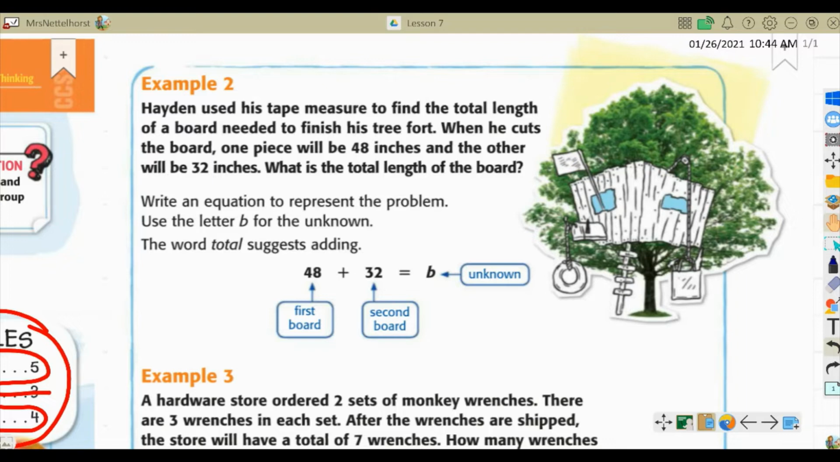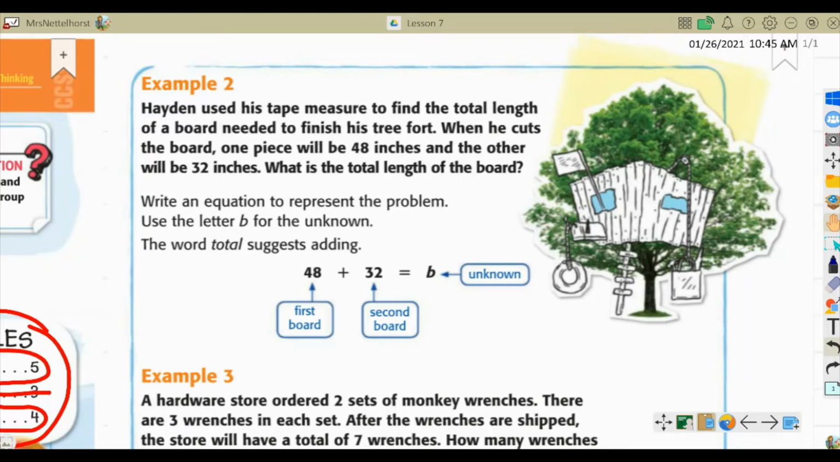So in a 3-read, first you read it without numbers. Hayden used his tape measure to find the total length of a board needed to finish his tree fort. When he cuts one board, one piece will be some inches and the other piece will be some inches. Okay, so I've got 2 boards, one some inches, the other one some inches. So I'm going to read it with the numbers in it. Hayden used his tape measure to find the total length of a board he needed to finish his tree fort. When he cuts the board, one piece will be 48 inches and the other will be 32 inches. Okay, so I see one is 48. I'm looking at my imagination. The other one is 32. Now, what do I do with this?